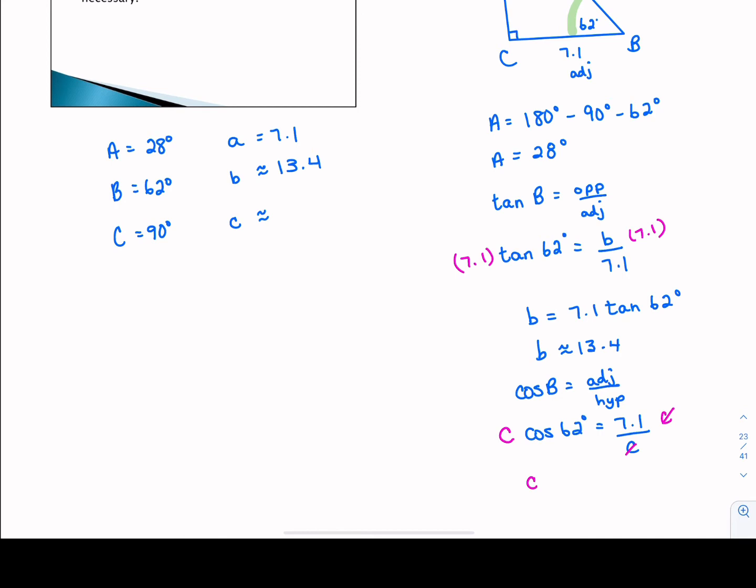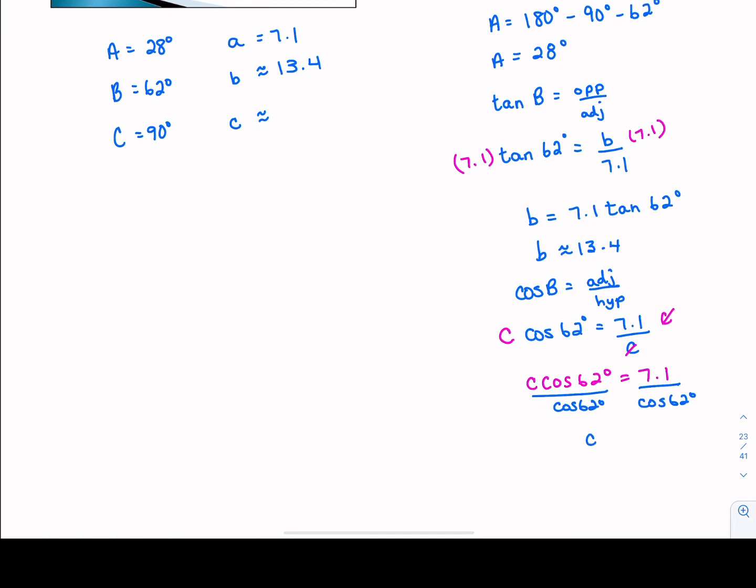That means that we have C times the cosine of 62 degrees, and that's equivalent to 7.1. But if we want to solve for C, then we now need to divide both sides by the cosine of 62 degrees. So whatever we do to the left, we have to do to the right as well. So then if I want a calculation for C, I have to take 7.1 and divide it by the cosine of 62 degrees. So again, cross multiplication and division can help you do that more seamlessly, but this is a fail-proof way of doing these calculations.